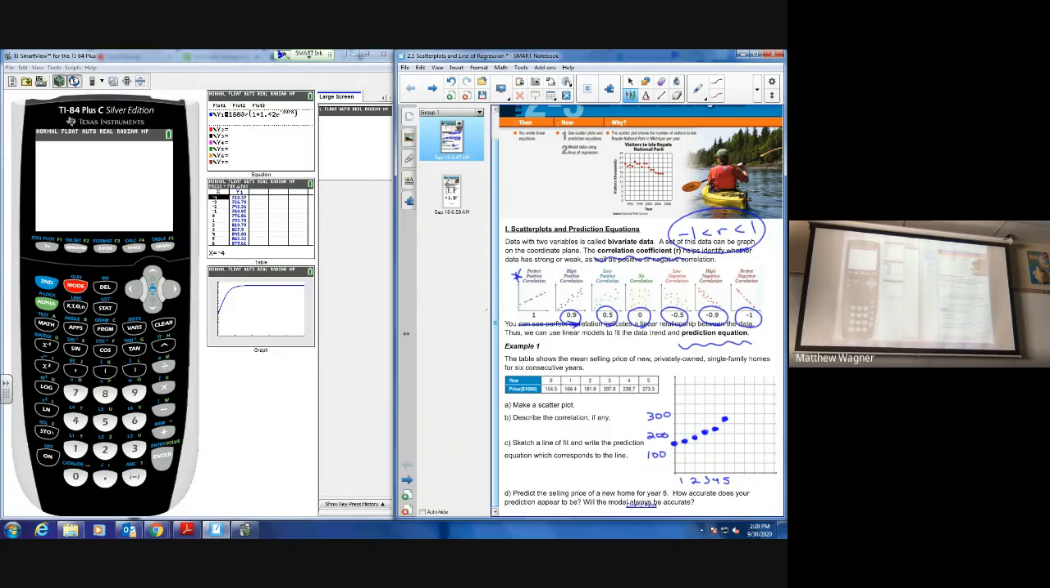Well, if you look at how these points fit with what's up above, I would say that it has a high positive correlation, okay? All right. As we continue with this, we want to sketch a line of fit and write the prediction equation. Whenever it says prediction equation, that means I want you to do it by hand. I don't want you to use technology at this point to figure it out. I want you to create your own model by hand, okay?